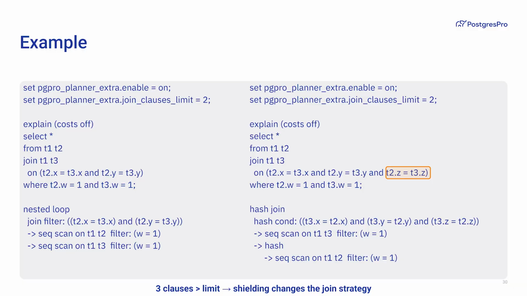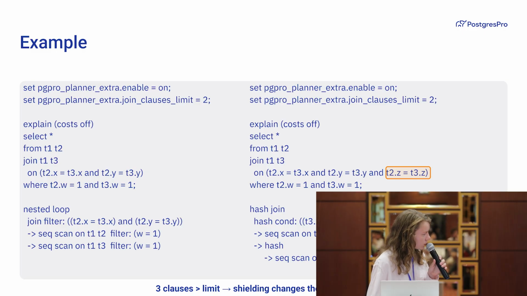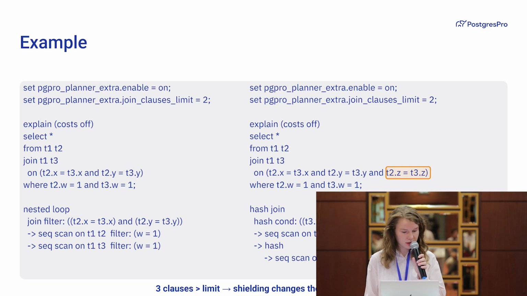Let's look at an example to understand what I mean. Here we can see that the limit is set to 2. In the first query, the join has 2 equality clauses, and we choose nested loop because the limit is not exceeded. In the second query, we add one more equality clause, and now the join has 3 clauses, which is above the limit. In this case, shielding is applied, and the planner chooses hash join.